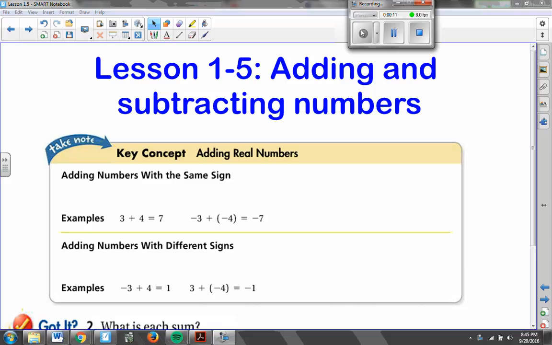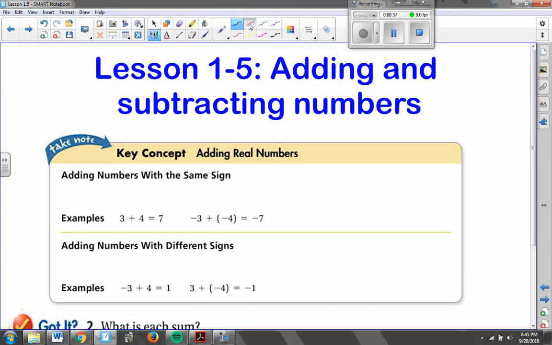I'm hoping that this video for us is very much so review of things that we already know, adding and subtracting numbers with the same sign or different signs. But I do want you to write down definitely the example problem so that I know that you did watch the video, and show me your work as well. So set up the problem and show me the answer.